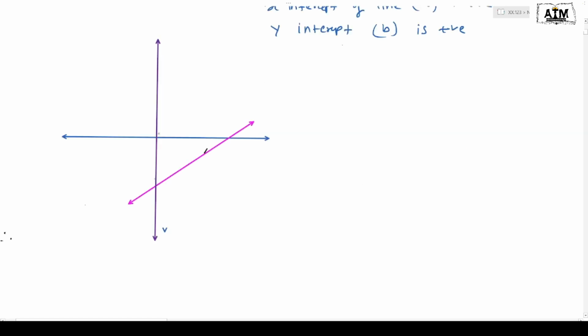In this case, the x-intercept is positive and y-intercept is negative, and inclination of the line is theta.